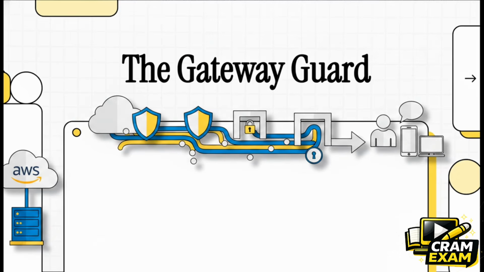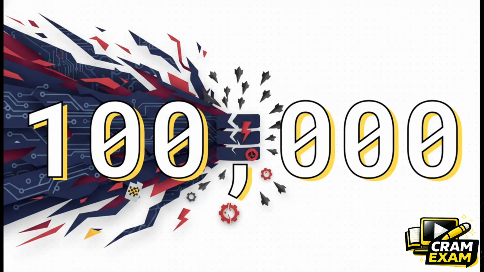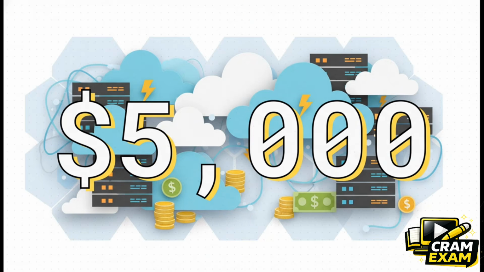So, picture this. You just deployed a brand new microservice, right? And you share the endpoint with a client. Well, barely 10 minutes later, a botnet scrapes your URL. It starts spamming 100,000 requests a second, and it just absolutely crushes your backend database. And worse, it racks up a $5,000 AWS bill. Yeah, that hurts. Let that sink in.